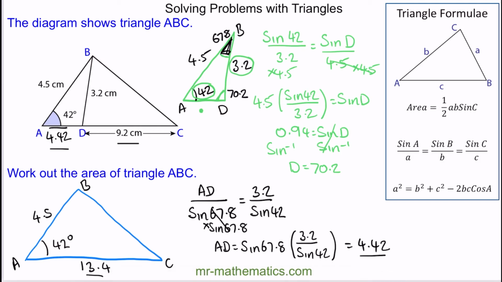So now I can work out the area of our blue triangle, and this will be 1/2 of 4.5 times 13.4 times the sine of 42 degrees, which works out as 20.17 centimeters squared.